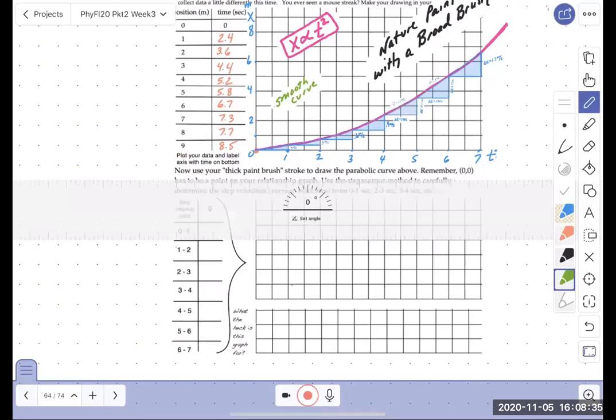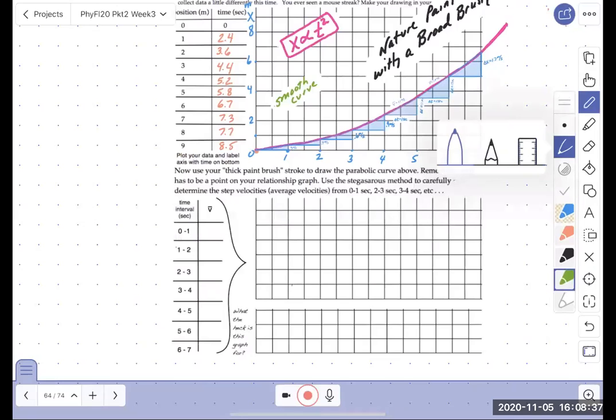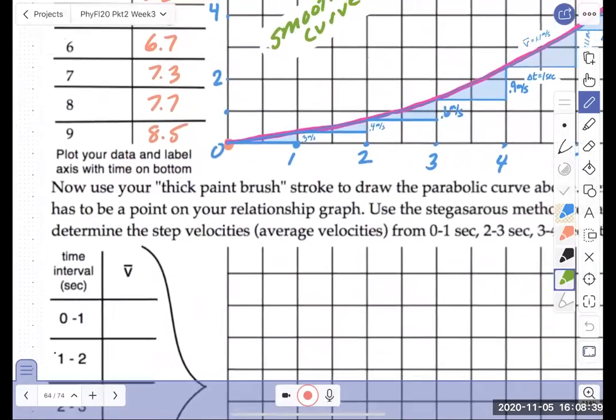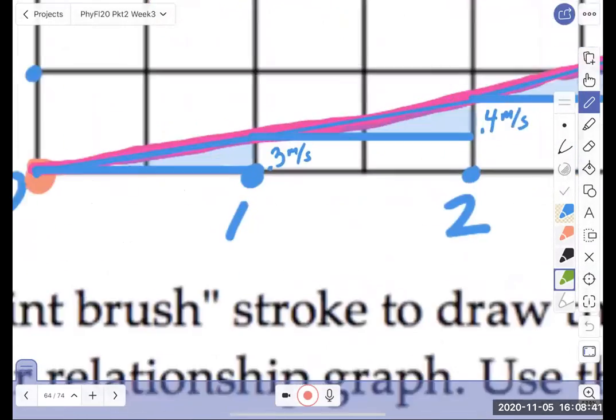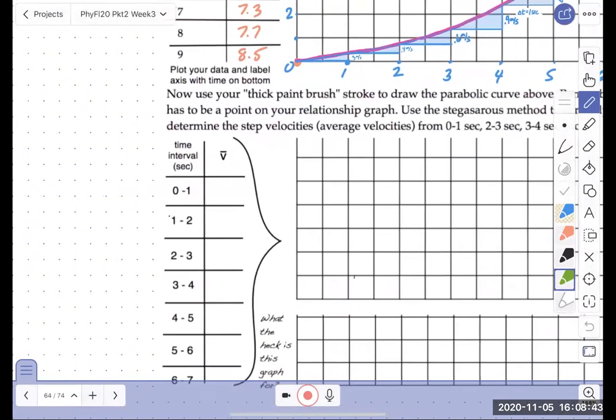Okay, so the first one from 0 to 1 is 0.3 meters per second is what we got. You might have 0.2 there, which is probably a better answer, but we did 0.3. These are all meters per second. Notice these are all V bars. They're all average velocities. The next one is 0.4.